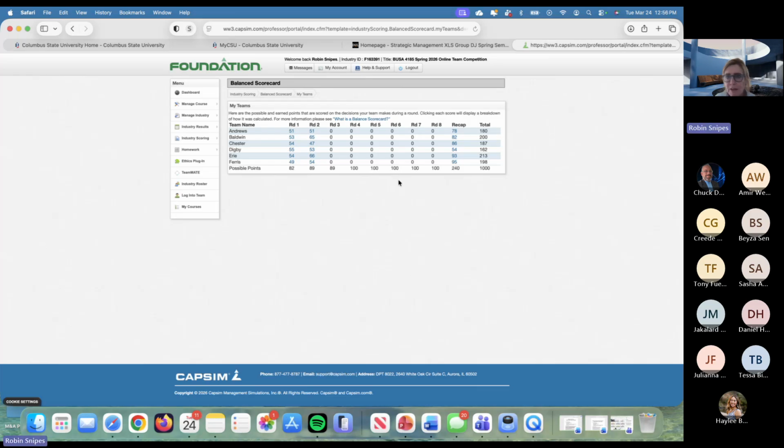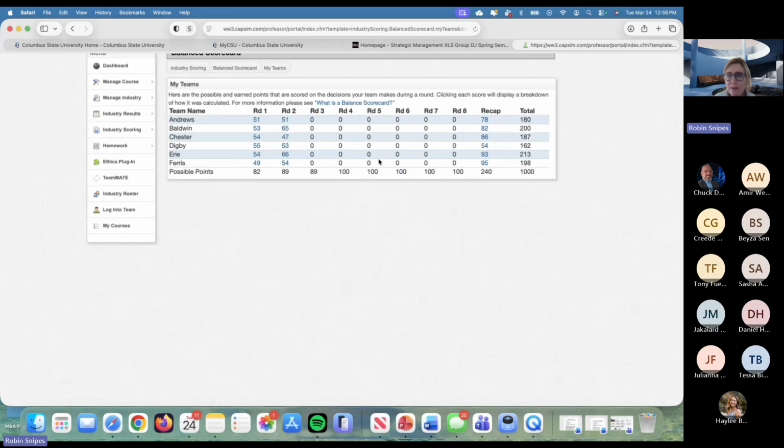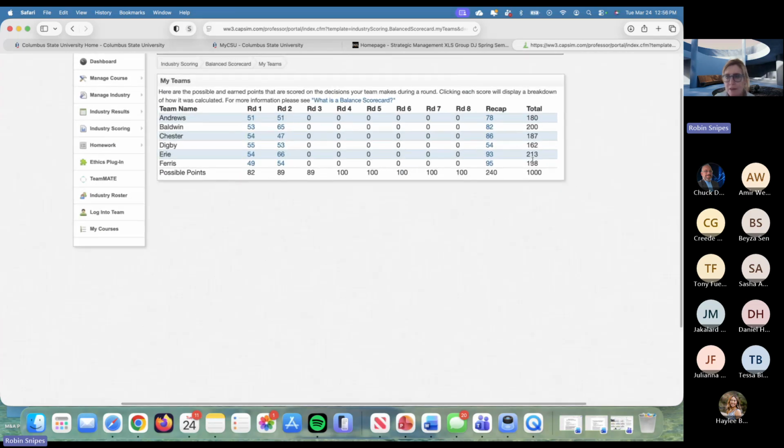And you can see here that for industry 2, it just so happens that it's also Team Erie in first place. Right behind Team Erie is Team Baldwin, and then in third place, right behind them, is Team Ferris. So Baldwin, Erie, and Ferris are doing really well. You see it's a little bit all across the board here.